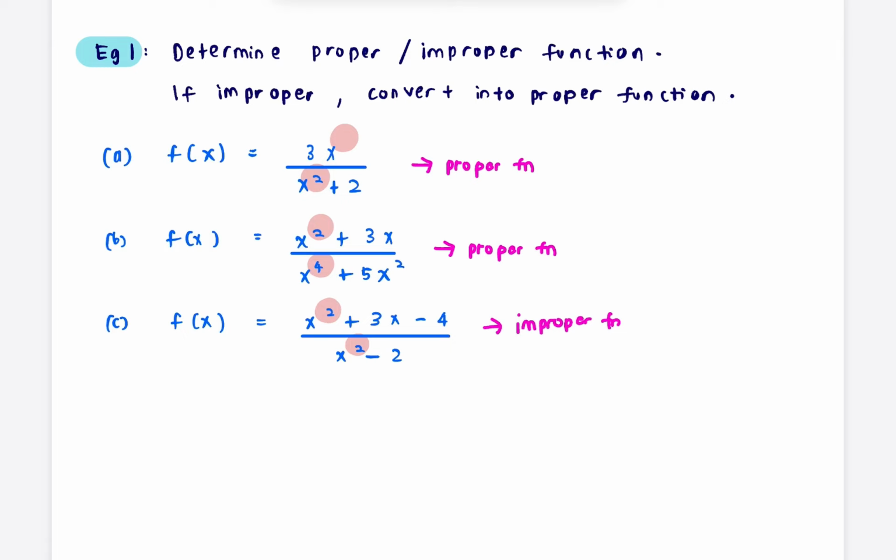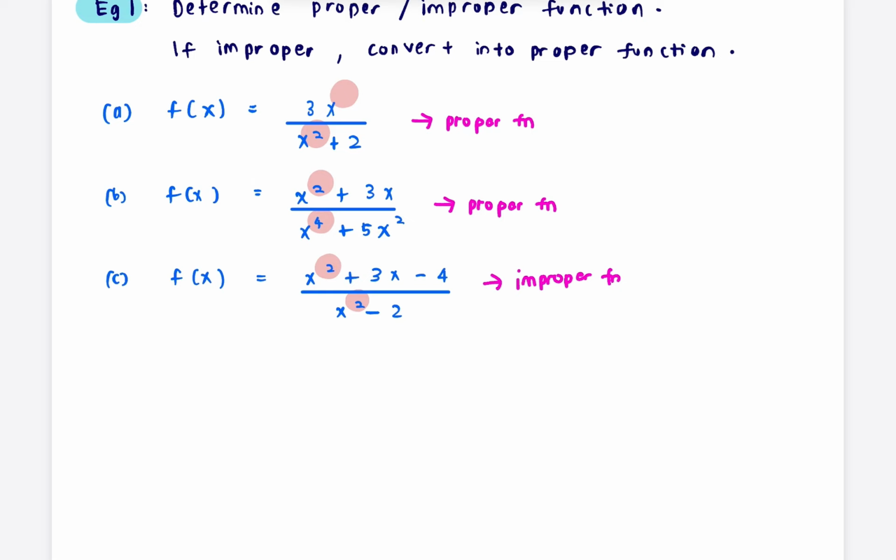So if improper, you have to use the long division to convert from improper to proper. So just use the long division, x squared plus 3x minus 4 divided by x squared minus 2. So you have what numbers?